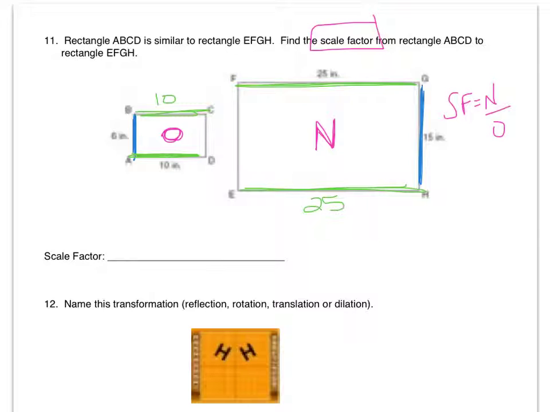So now I can just take my new, so I'm going to use 25, so my new, and my original is 10. So when I divide 25 divided by 10, I get 2.5. So my scale factor in this is 2.5. So now I have to ask myself, is that reasonable? So is it reasonable that whenever I enlarge this, I multiply it by 2.5, so it's 2.5 times bigger? It seems reasonable to me.